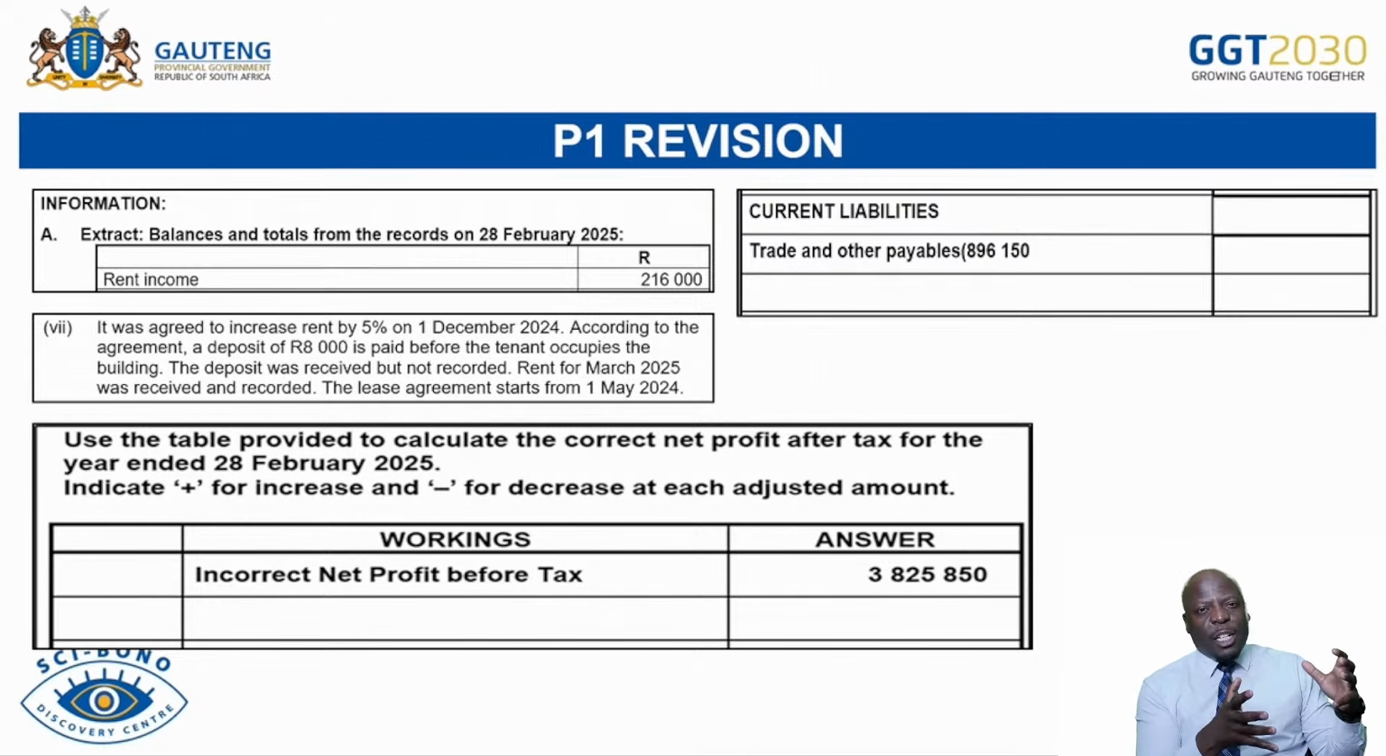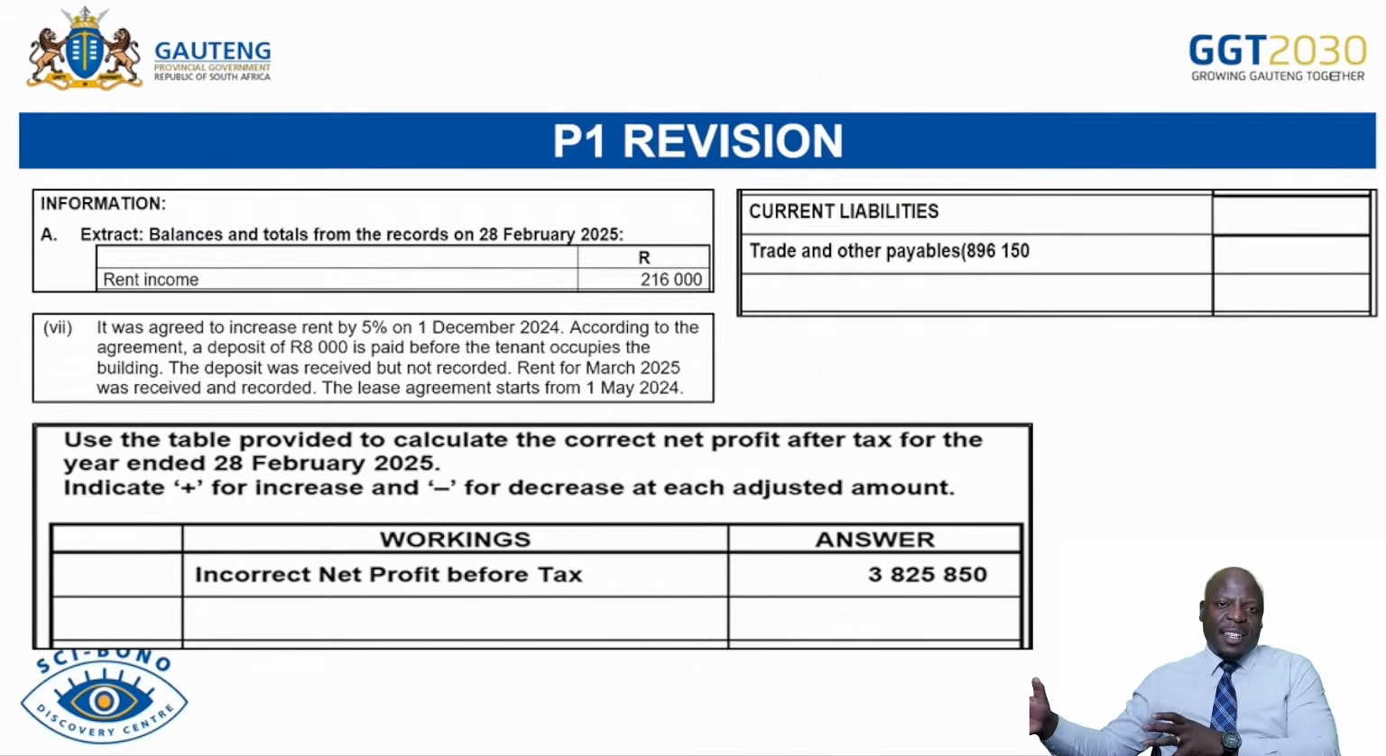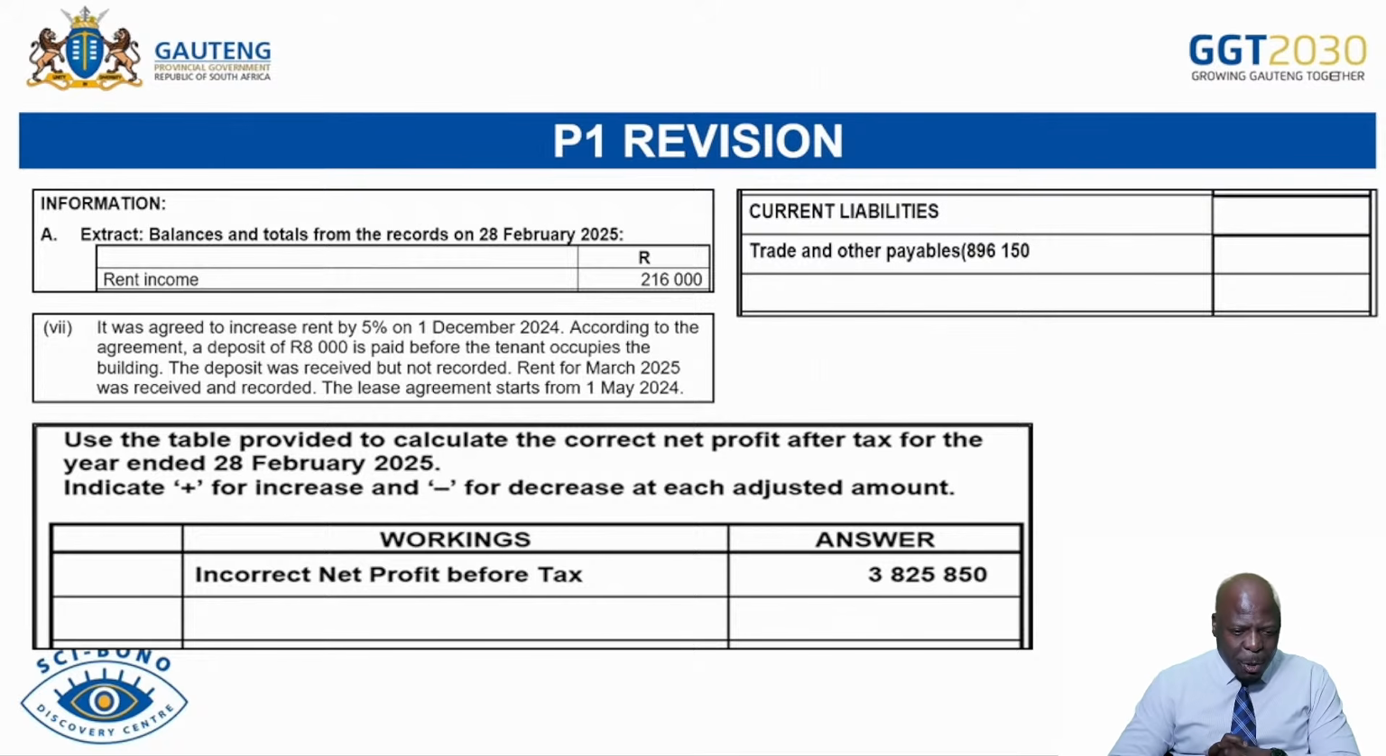Even if it's a rent adjustment that pertains to cost accounting, factory overheads, the same criteria can be used to calculate rent when you are in the statement of comprehensive income or the correct net profit calculation. Any of these can be exploited by any examiner. It was agreed to increase the rent by 5% on the 1st of December.